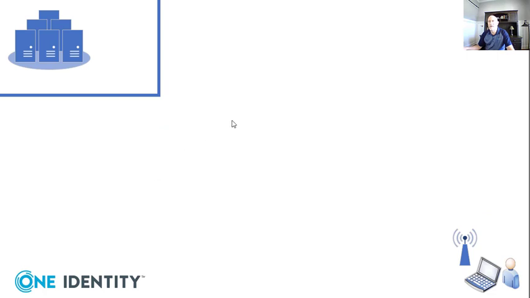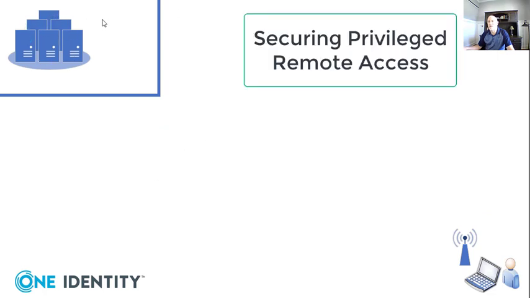So in my whiteboard here I have my data center, which is typical of any on-prem data center with systems and applications and operating systems running in it. And that could be Windows operating systems, Unix operating systems, networking devices, all that make up this data center. And then I have my remote administrator.